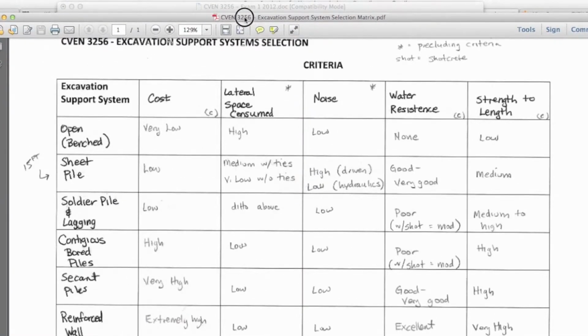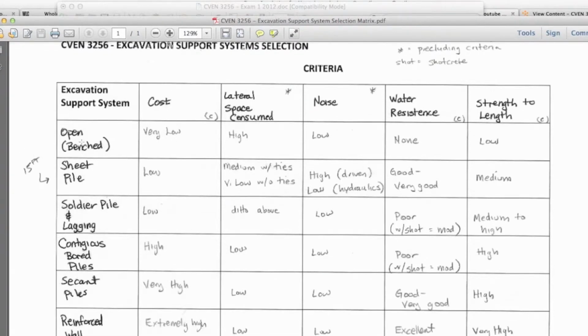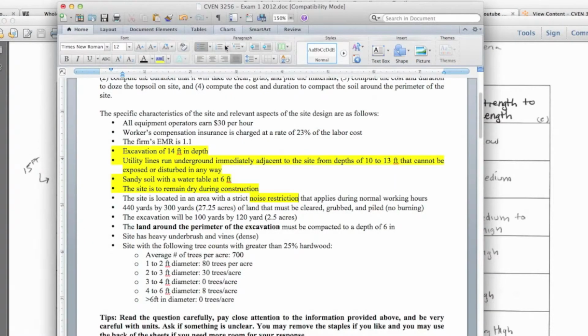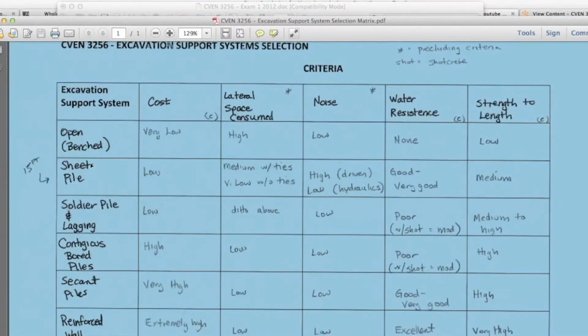So first one here, the open or benched. The only thing that would preclude this one is that an open excavation takes a lot of space. So it's high space, and going back to the problem, we have these utility lines. So that precludes that solution. So no open or benched.